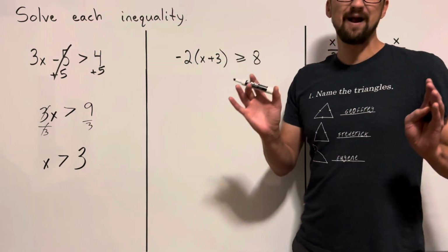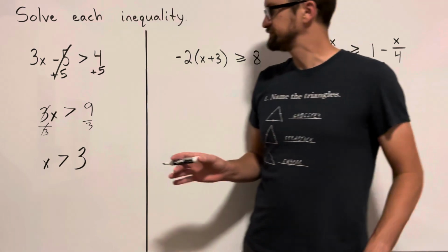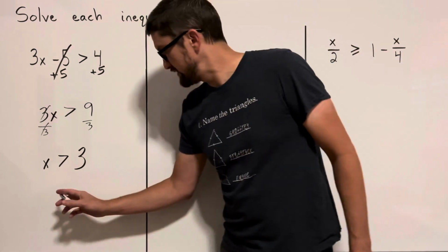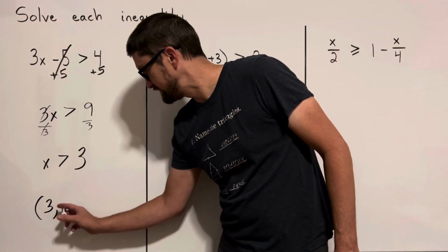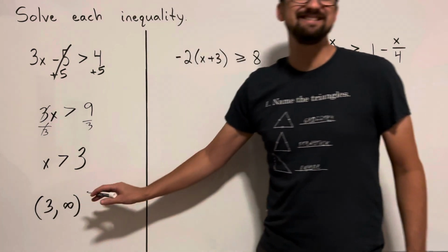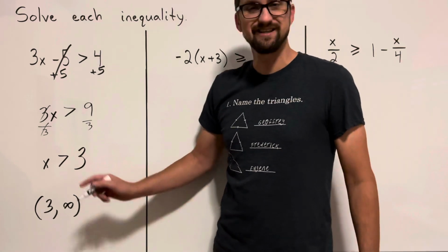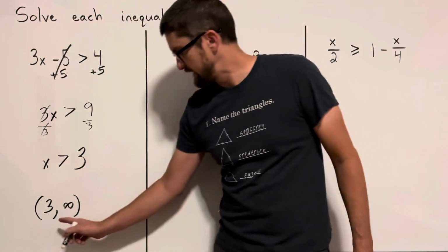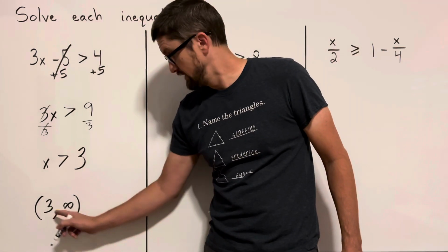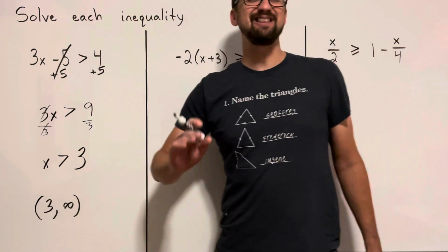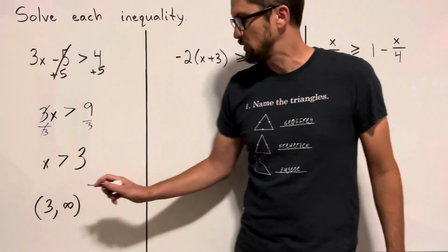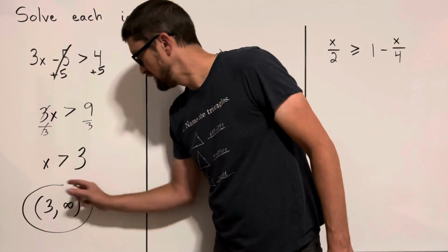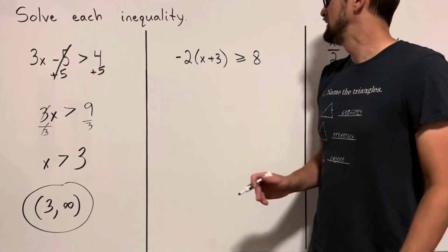Now, if it wants you to write it in interval notation, you're going to write this with a parentheses 3, comma, infinity. That is the interval notation of x greater than 3. X goes from 3 to infinity. And the parentheses indicates that the 3 is not included because there's no equal sign with the inequality. So that's the answer to the first one.